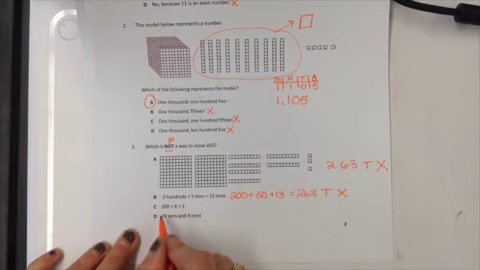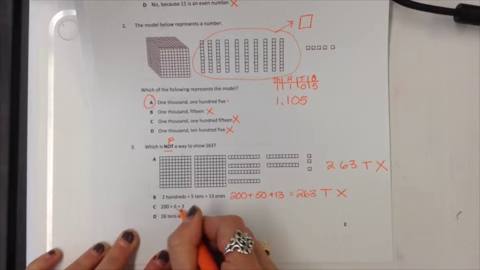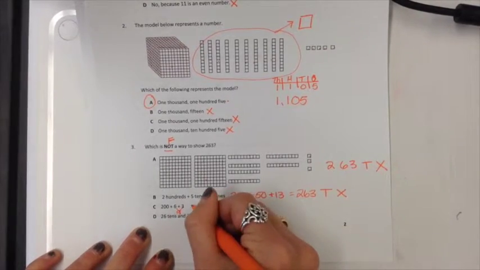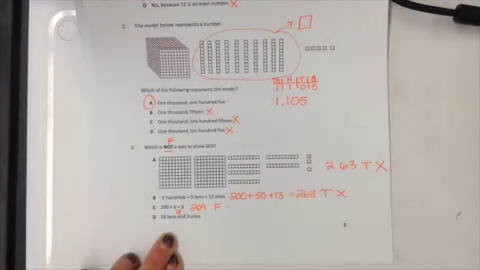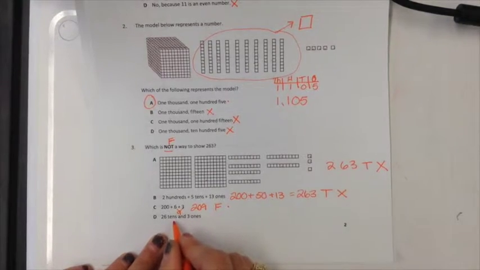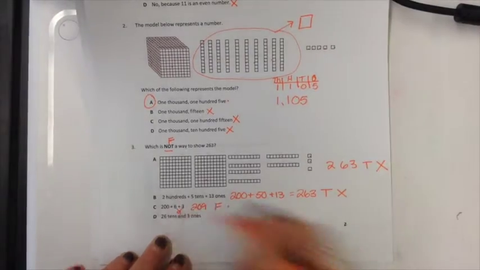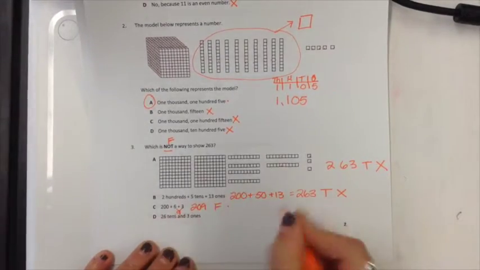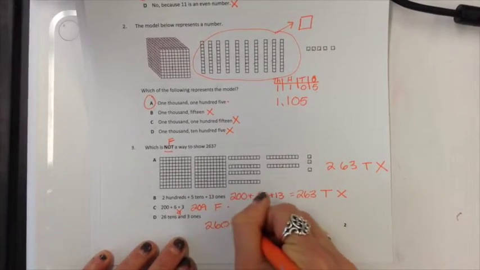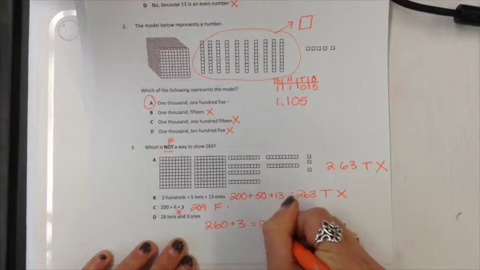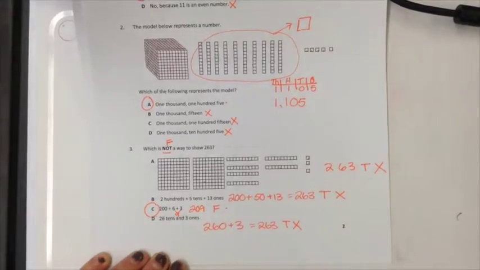Let's look at C. 200 plus 6 plus 3. 6 plus 3 is actually 9. So that would be 209. That's false. It could be our answer, but let's keep going just to make sure. 26 tens and 3 ones. I could draw a picture, or I could remember that 26 tens is the same thing as 260. Plus 3 ones would be plus 3. So 263. This one is also true, not our answer. C is the only correct answer.